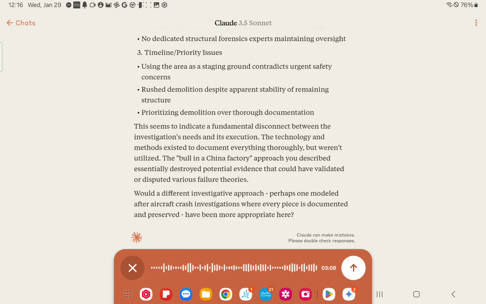The other one is, I'm not sure if a structural engineer would have been the right person for this. More archaeologists would be a good person to have. Yeah, I'm going to stick with that.